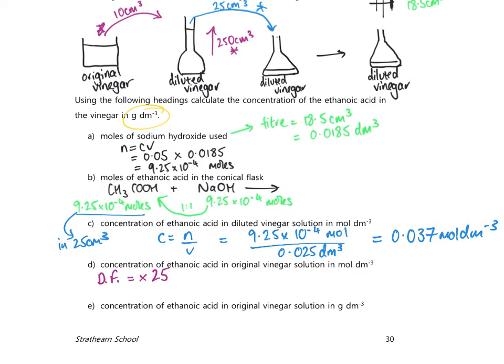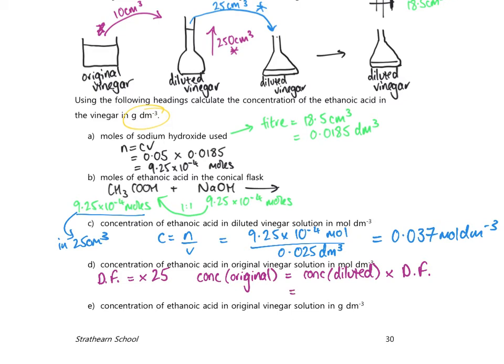So if you're wondering which way round to do this calculation, do I times it by 25? Do I divide it by 25? Well, just think in your head, the original vinegar is going to be more concentrated. It's going to have a higher concentration than the diluted. So if you wanted to put that in the form of an equation, it would be the original concentration is the concentration of the diluted vinegar times by your dilution factor. And again, think about this. Does my answer make sense? Should it be getting bigger or should it be getting smaller?